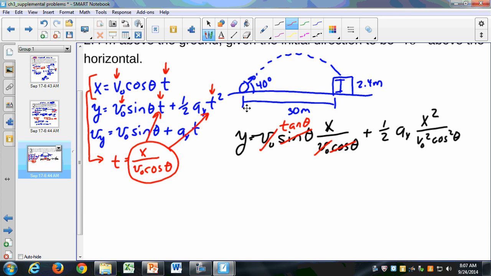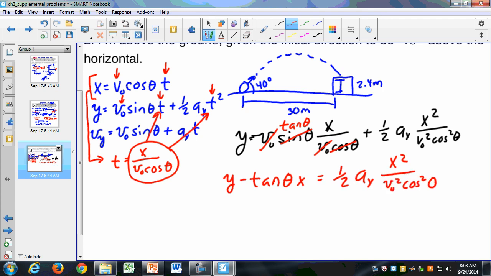Now I want to just isolate my V naught. So I'm going to subtract tan theta x from both sides. So I have y minus tan theta x equals 1/2, and all the rest is just algebra. Then I'm going to multiply both sides by 2, divide both sides by ay. That gets rid of that and that.